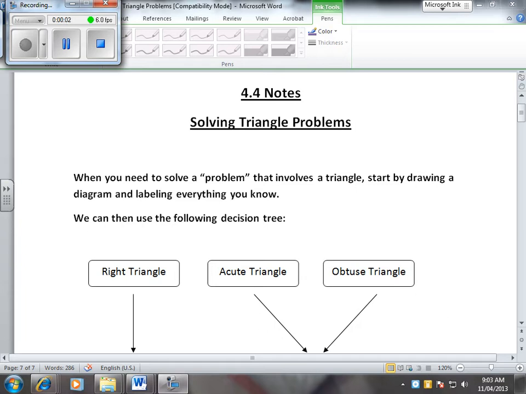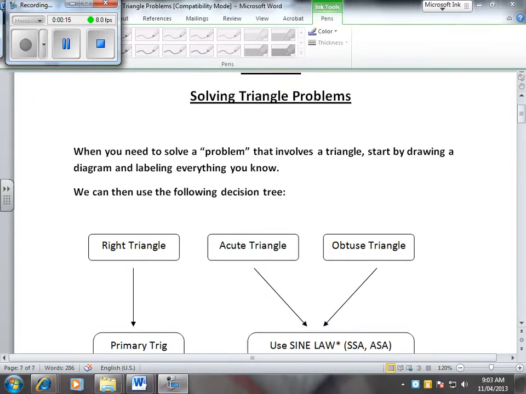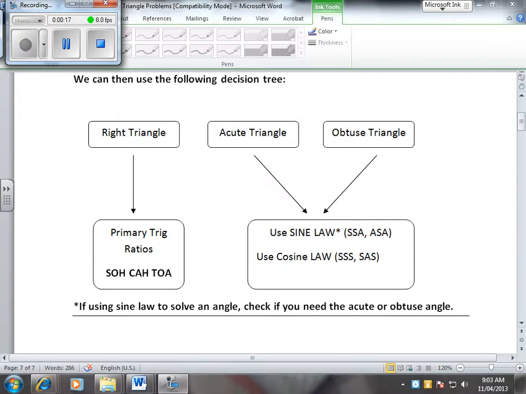Okay, so the last section of the notes is just kind of putting everything that we've learned in chapters 3 and 4 together. When we solve a triangle problem, we should always start with drawing the diagram and labeling everything you know. It might not be what you need to know, but if you label everything you know, you can probably find out some other information and go from there.